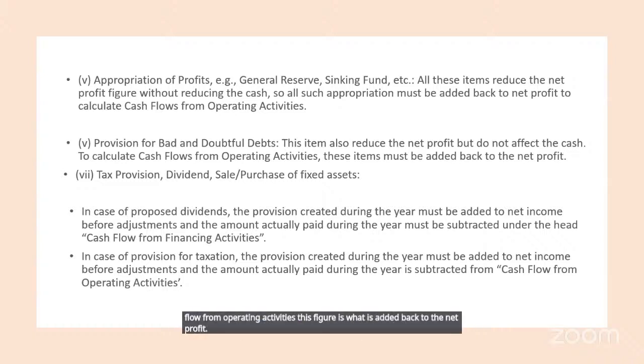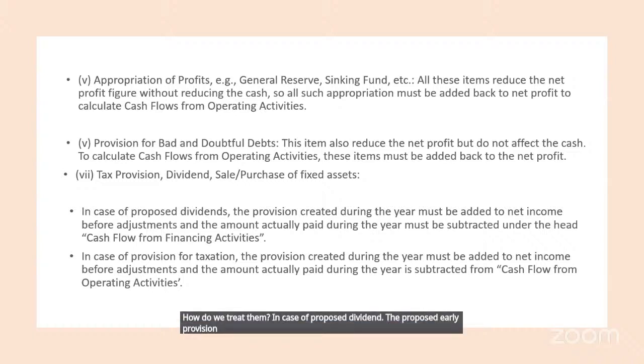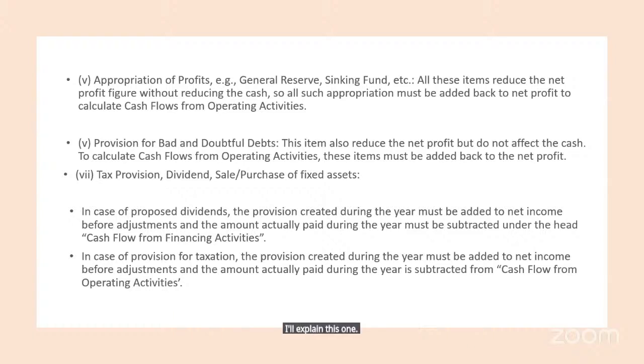What about tax, provision, dividend, sales, stock, purchase of fixed asset? How do we treat them? In the case of proposed dividend, the provision created during the year must be added to the net profit. I'll explain this one. When you propose that you're going to pay dividend, you add it back to the net profit before adjustment, and the amount actually paid during the year must be subtracted under the head cash flow from financing activity. Look at this difference here: there's the proposed amount and there's the amount that is actually paid.